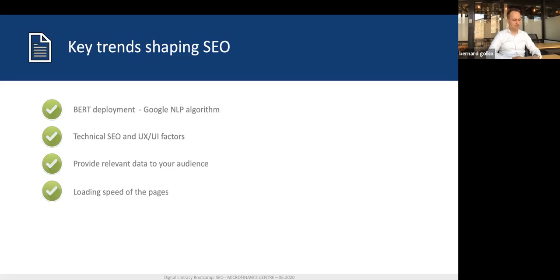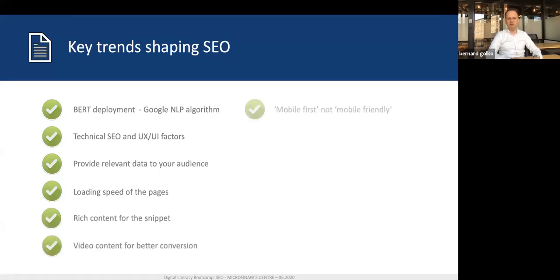Loading speed of the pages, especially minding that over 50% of the customers are using mobile instead of a big screen. So guys, this is like the king that I will keep on mentioning. Loading speed needs to be optimized. Rich content for the snippet, video content for better conversion, and treating your website as mobile first, not mobile friendly. Guys, if today you know that most of your customers are entering your website using mobile devices, what's the point in building the website first on the big screen? You need to start again, rethink your strategy of development of the user interfaces, and start with the most promising channels. And mobile is growing like hell. Voice search strategy needs to be addressed.